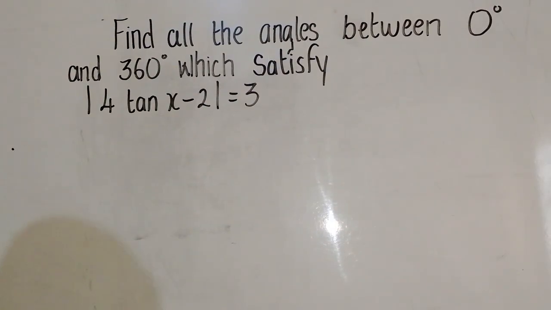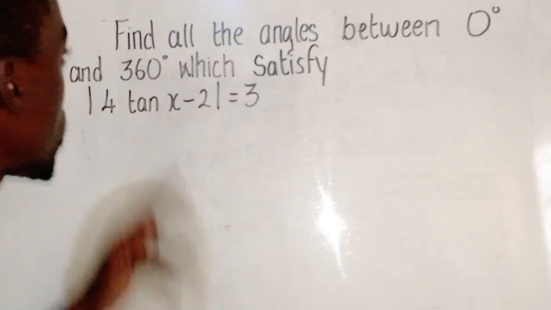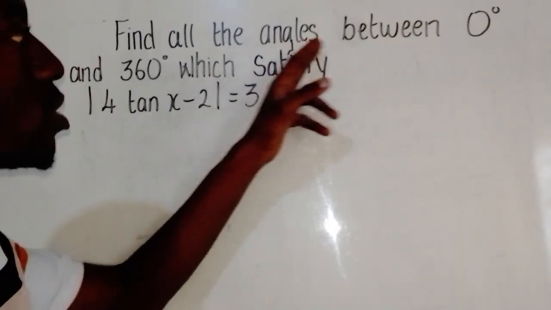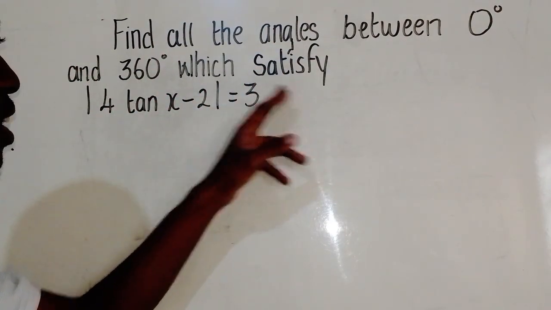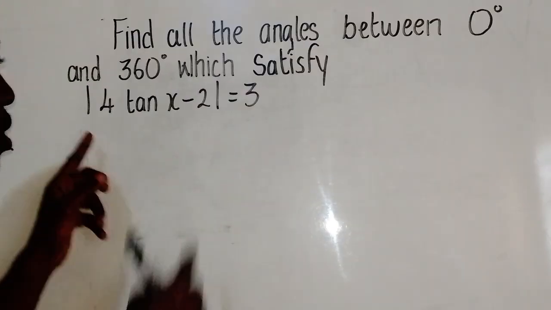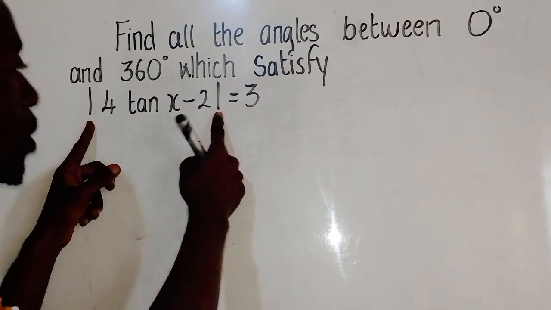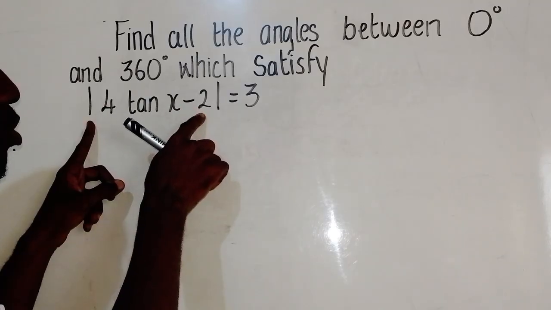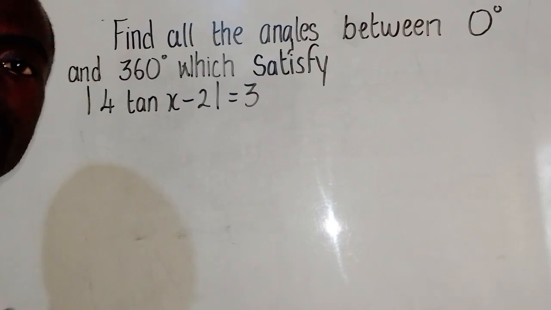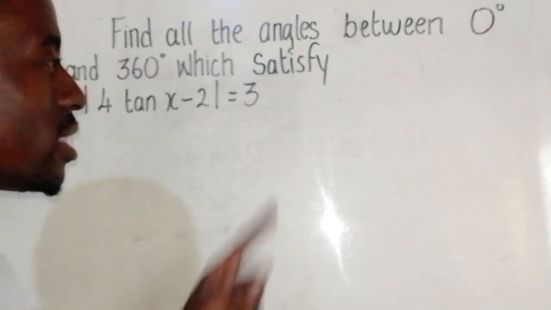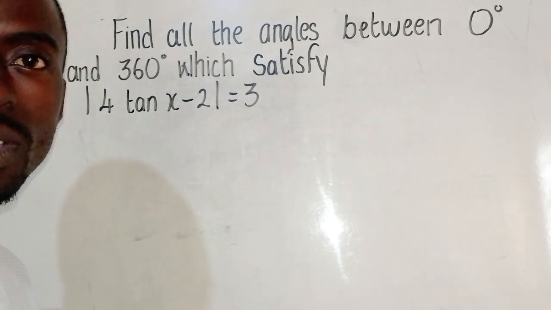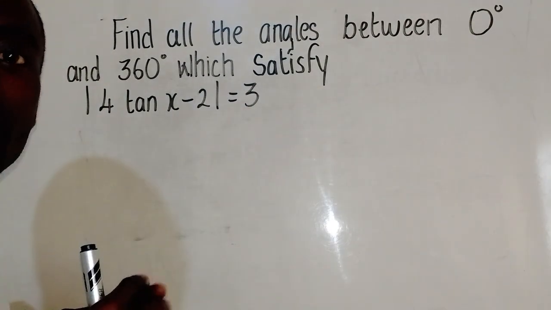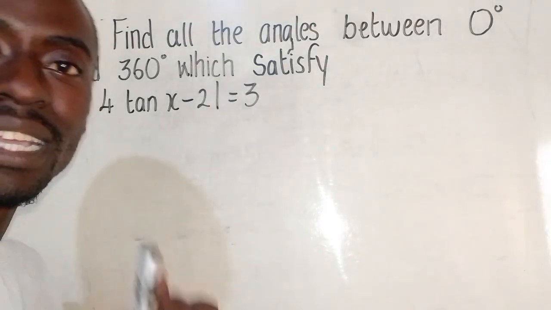Okay, so we have a mathematics question that says find all the angles between 0 degrees and 360 degrees which satisfy this equation. These you see are modulus, which is |4 tan x − 2| = 3. When they say modulus, it simply means that this number is supposed to be positive or negative. This is the actual meaning, that the answers may be positive or negative.